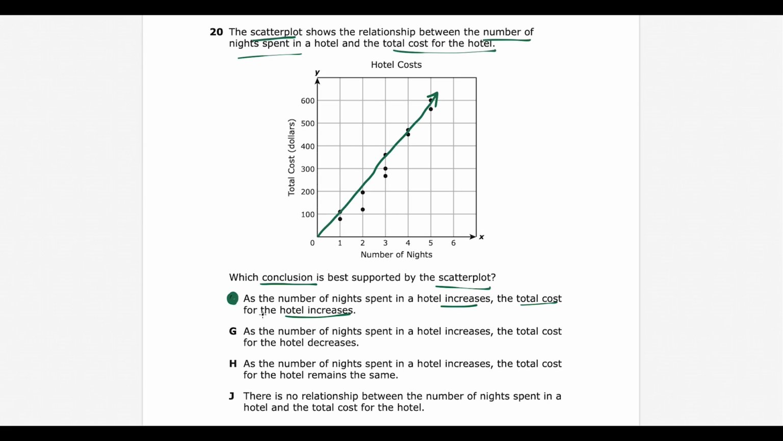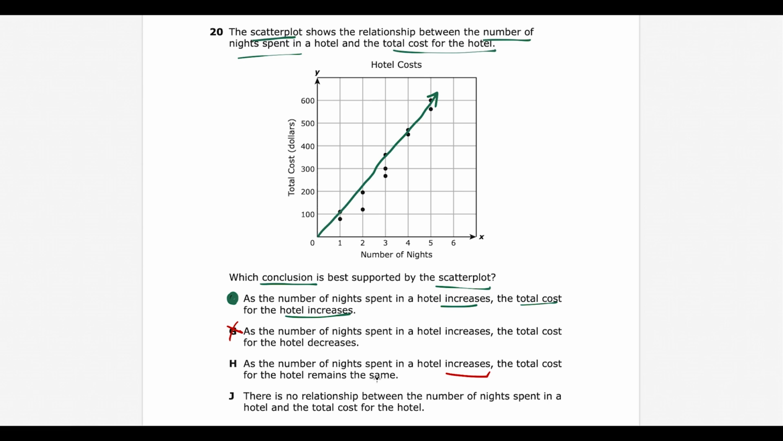So if we look at the other ones here, as the number of nights spent in a hotel increases, the total cost decreases. That, if you just think about it, does not make any sense at all. The longer you stay somewhere, the more money you have to pay. That would just not make sense. The longer you stay, they're going to all of a sudden drop your bill. Definitely not this choice.